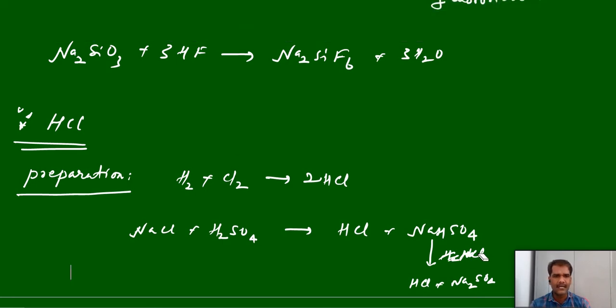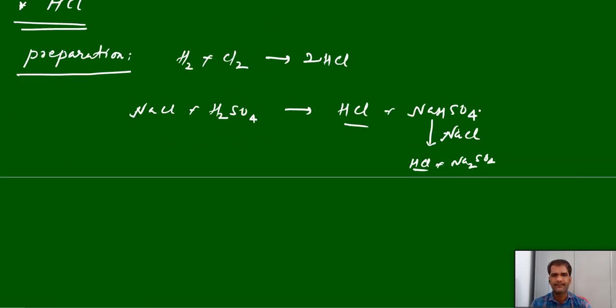Because sulfuric acid has two hydrogens, it can replace 2 moles of H plus ions. So again, if we treat with NaCl, here HCl, here HCl. These are the two preparation methods of HCl. Preparation is anyhow not that important. Mainly the properties here, important properties of HCl.